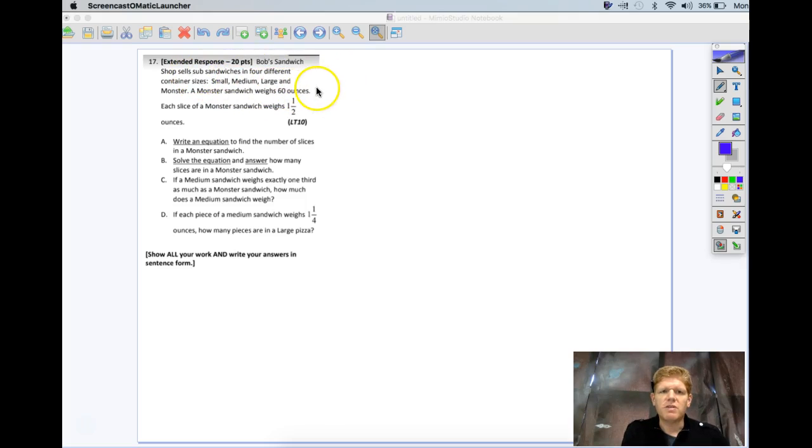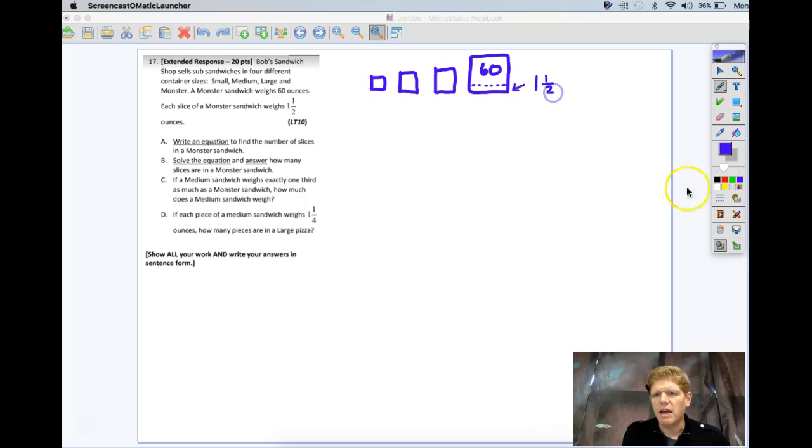Bob's Sandwich Shop sells sub-sandwiches in 4 different container sizes. He sells them in small, medium, large, and monster size, right? So 4 different sizes of sandwich. A monster sandwich weighs 60 ounces. Each slice of sandwich, so if I have a little slice right here, that little slice is going to weigh 1 1/2 ounces. All right, so that's pretty understandable.